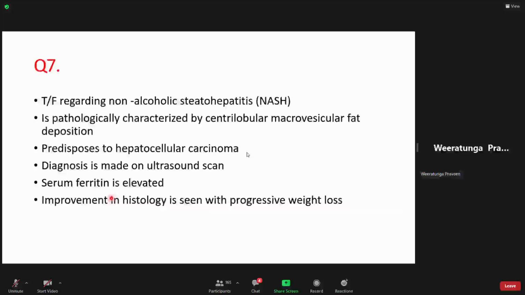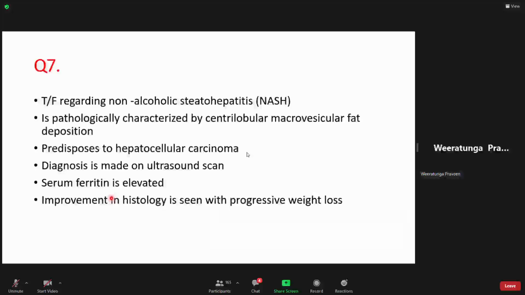Predisposes to hepatocellular carcinoma. Yes, this is now emerging as one of the key risk factors for hepatocellular carcinoma. In some countries, more than alcohol-induced, this is now becoming a major leading cause of hepatocellular carcinoma. Ultrasound scan cannot make the diagnosis, right? You need to do histology. To diagnose NASH you need histology, otherwise you can't diagnose it. Ultrasound alone cannot diagnose it.